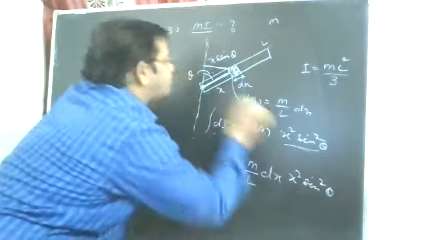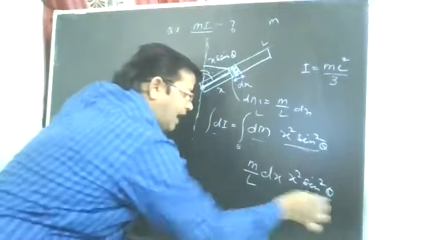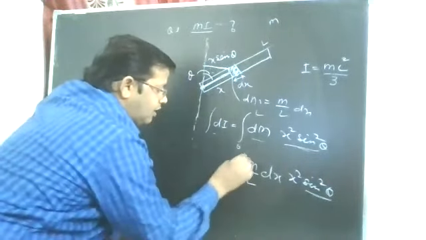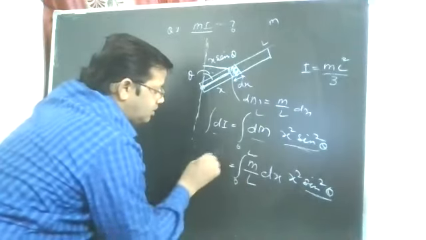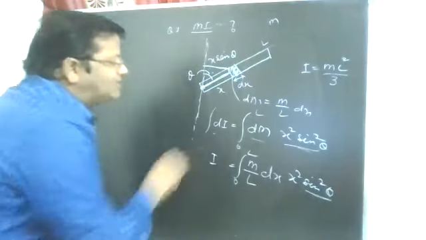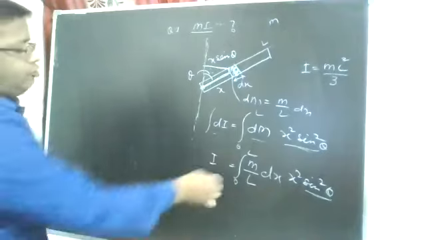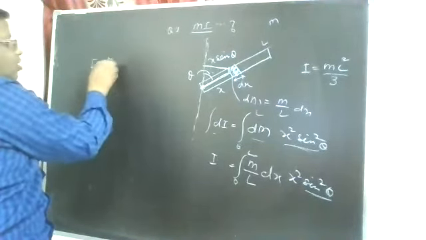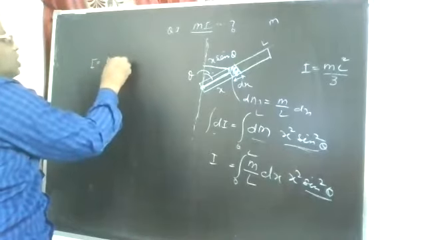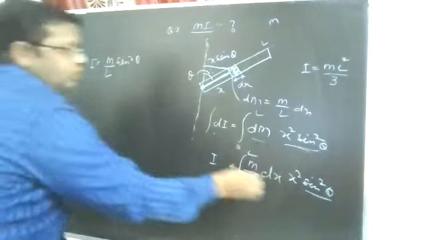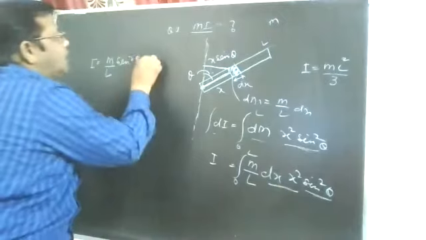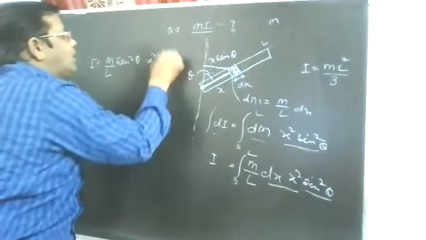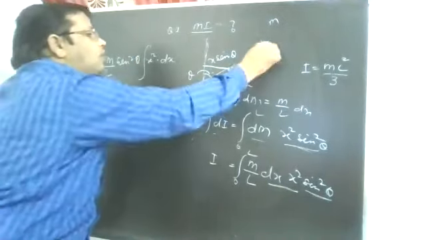See here, the value of theta is not changing, so sine theta and M by L are constant. Integration of dI is I, the total moment of inertia. Now I equals the constant term taken outside, M by L into sine square theta, times the integration of x square dx, with the limit from 0 to L.